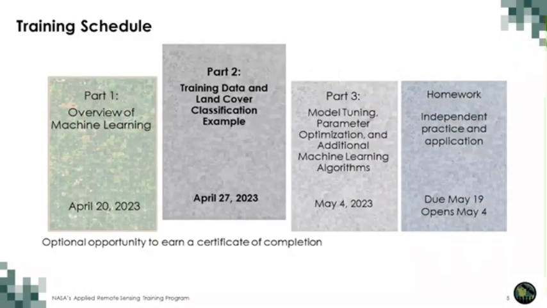Here's the schedule for each of the 3 parts of this training, April 20th through May 4th. There'll be one homework associated with this series, and it'll be made available by May 4th. This will be a Google form submission, and it'll be very similar to the questions that you are asked to reflect upon at the end of each Google Colab session.